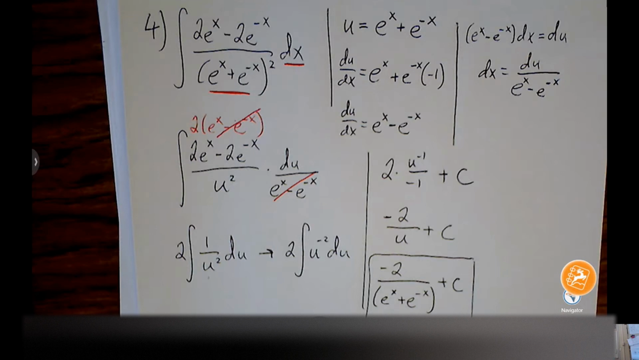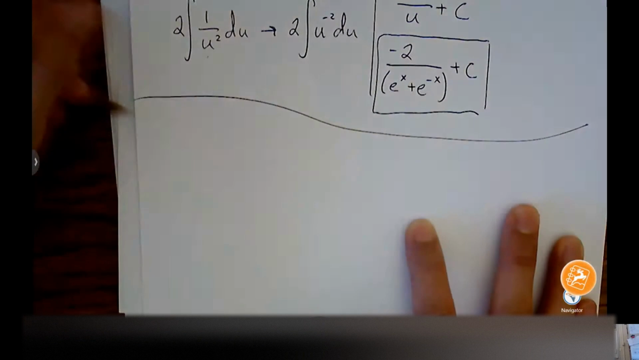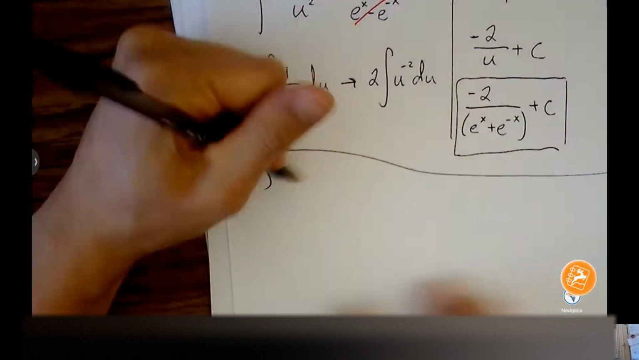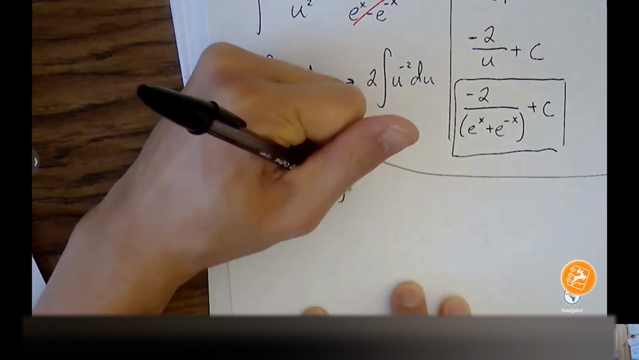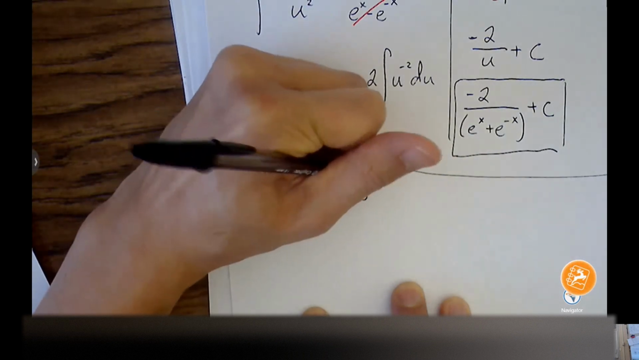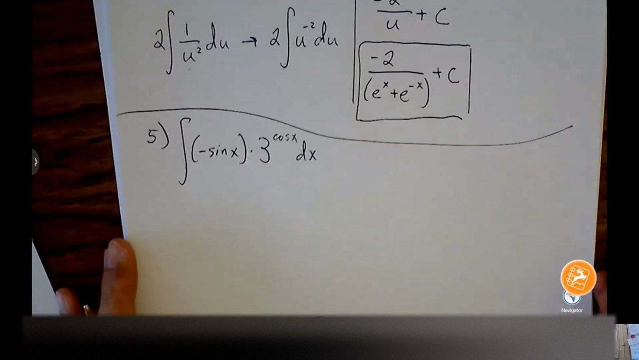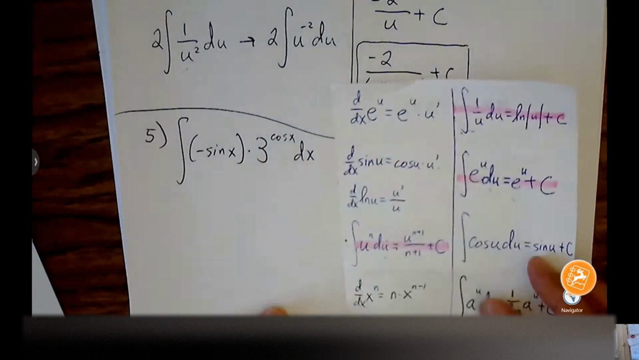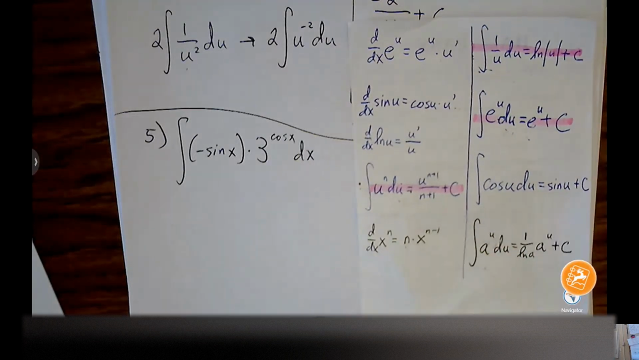Okay, any questions with 4? Okay, let's look at number 5. Anybody still need this? You guys good? All right, 5. Okay, negative sine x times 3 to the cosine of x dx. We see a rule that we can work towards.